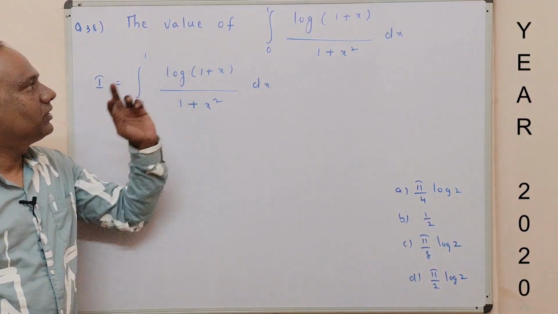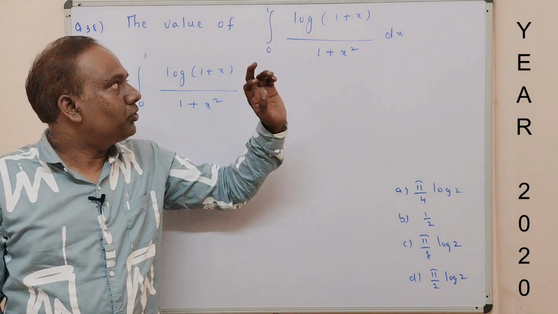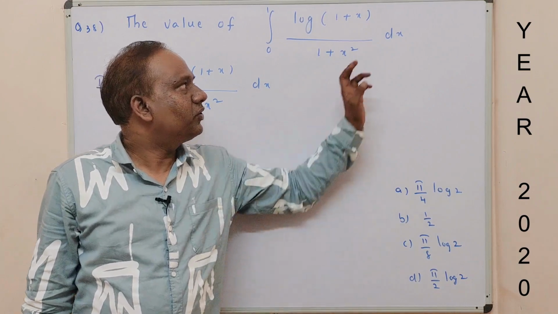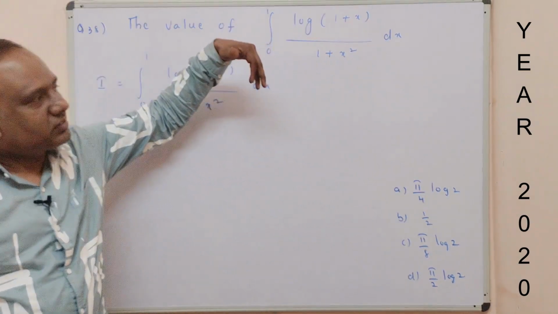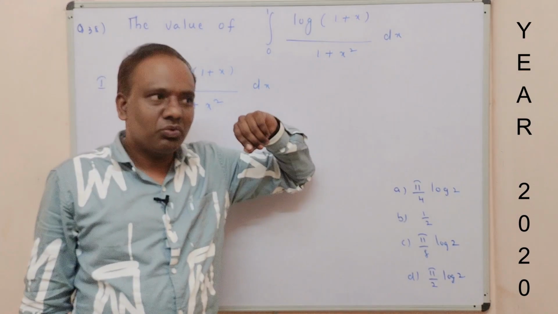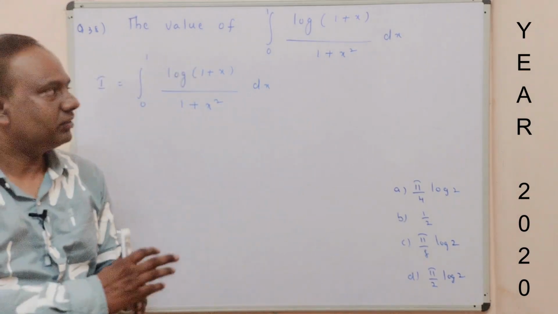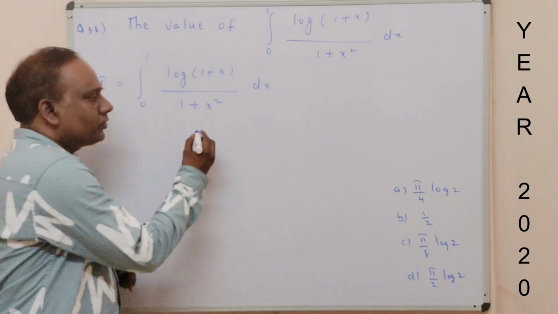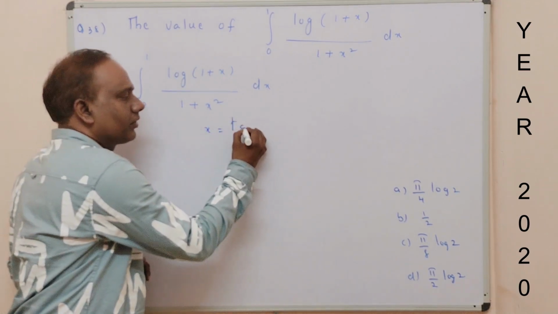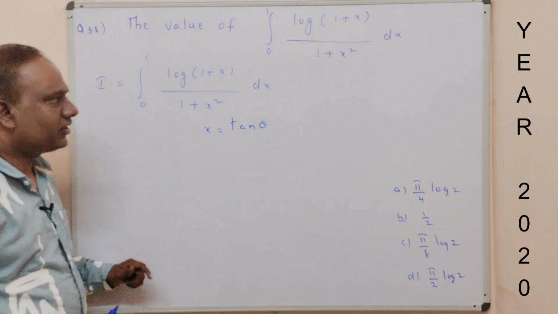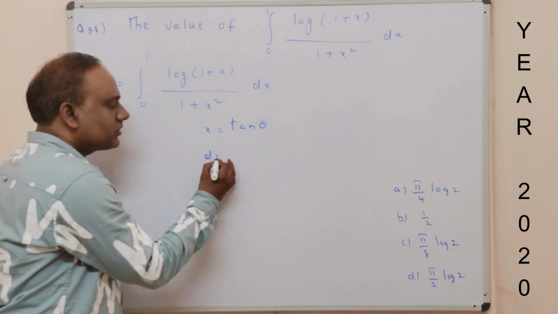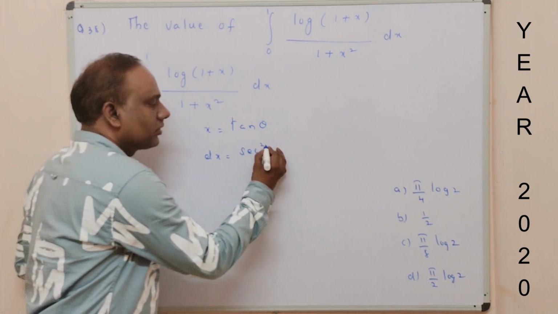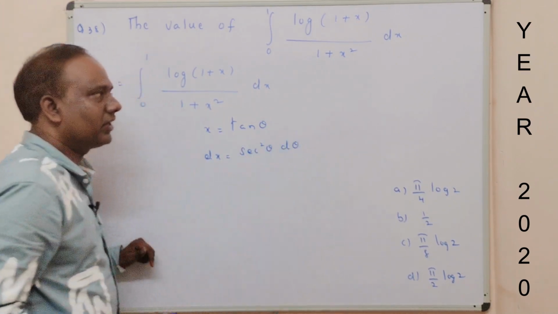Here the question is the value of the integration from 0 to 1 of log of 1 plus x divided by 1 plus x square dx. Actually this model we already did, I'll just explain one point here. Take x is equal to tan theta. Then dx is equal to the differentiation of tan theta, which is secant square theta d theta.